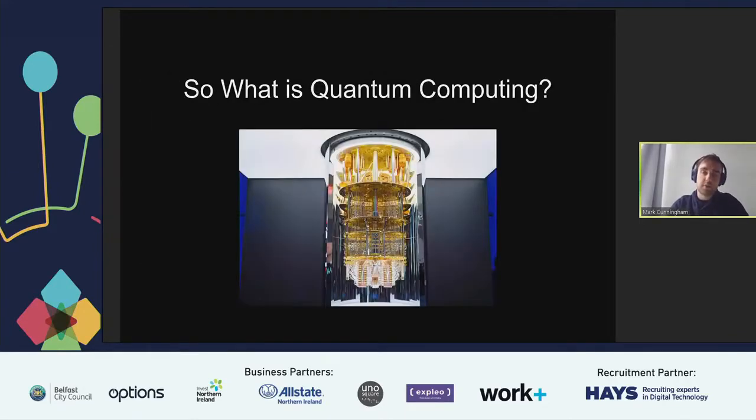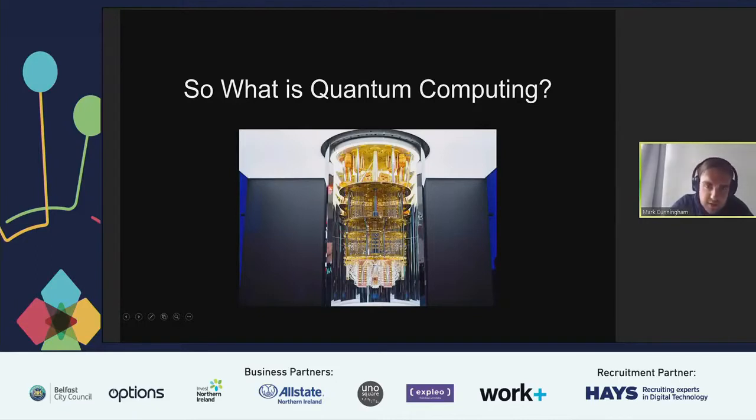So this begs the question, what is quantum computing? This picture here is IBM's quantum computer. I believe, I'm not sure how many qubits it can store. And the actual quantum computer itself is just a little chip down here.